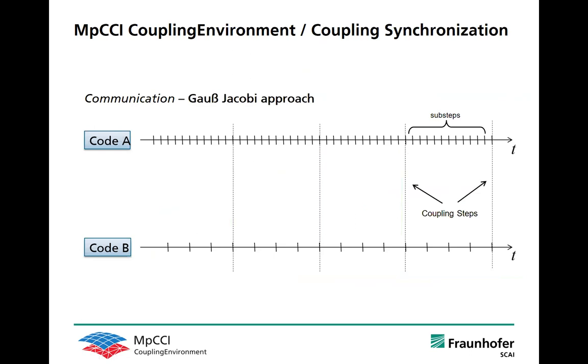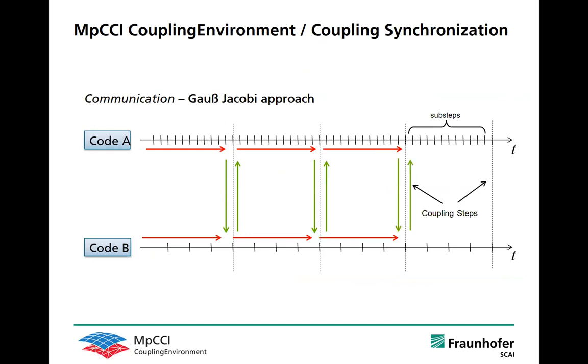Another one is a parallel approach, the Jacobi approach, where both codes run at the same time, doing time steps 1, 2, and 3 at the same time, and then exchanging information at the end of the time steps, and then doing the next time step, and again. Those are the two basic ways which we support in MpCCI.